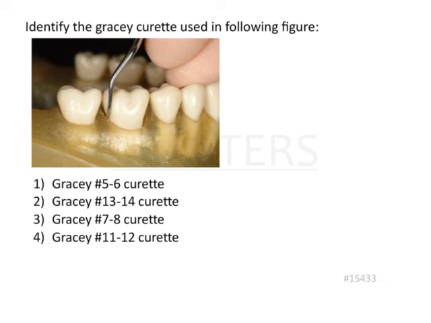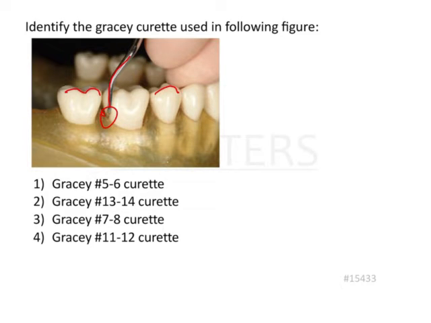The question here is, identify the Gracie curette used for the following procedure. So this is a premolar, as you can see, and this is the second molar, and this is the first molar. An instrument has been placed into the distal surface of the molar, that means a posterior tooth.